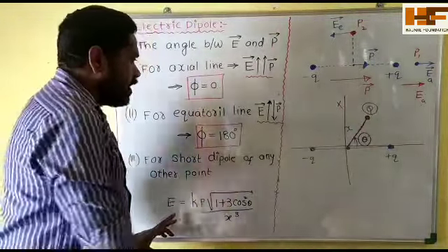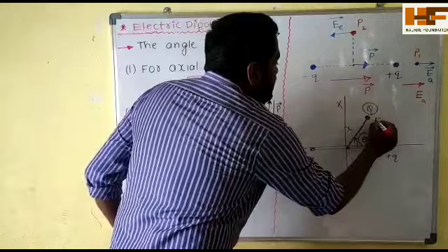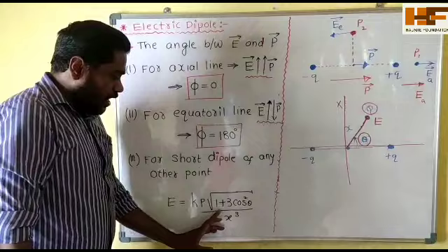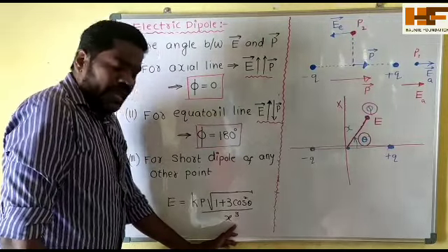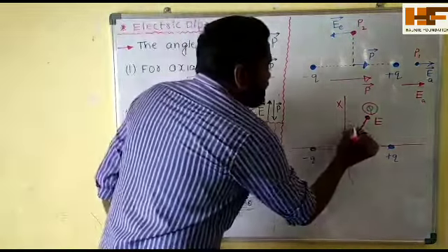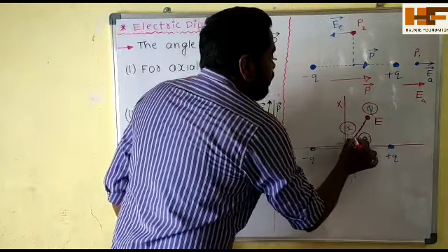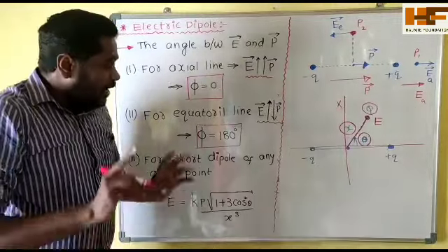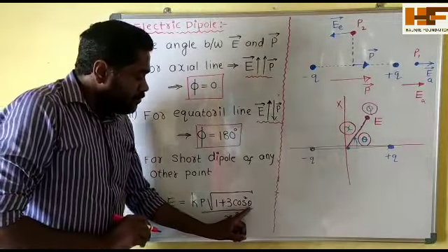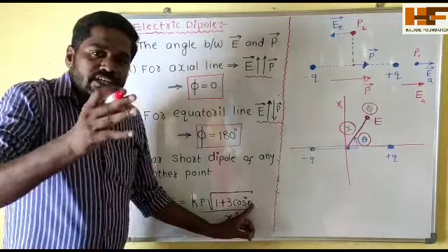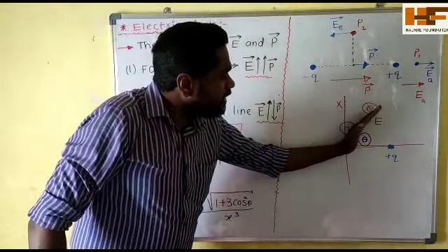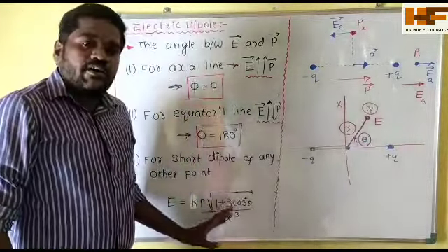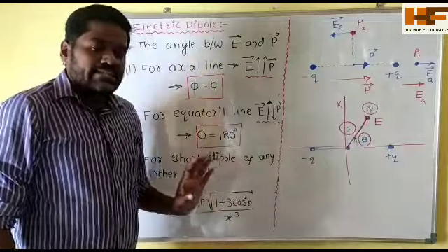Under that condition, at this point, the electric field E is equal to K into P under root of 1 plus 3 cos square theta, by x cube, where x is the distance of the center of the dipole from the point of measurement in all the cases. Okay, therefore this is the formula. And one more point: if you substitute theta is equal to 0, this point comes on the axial line, so you will get the axial line formula.